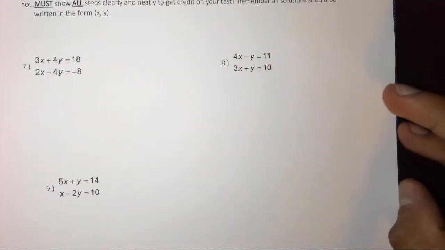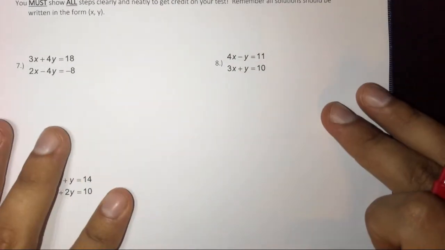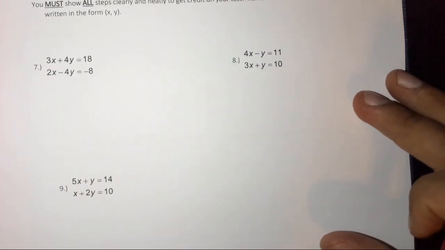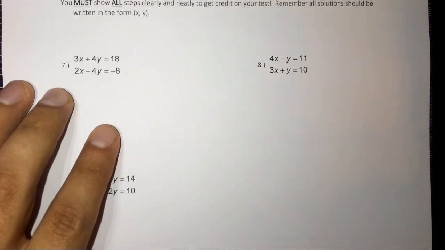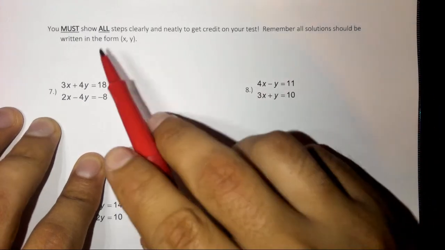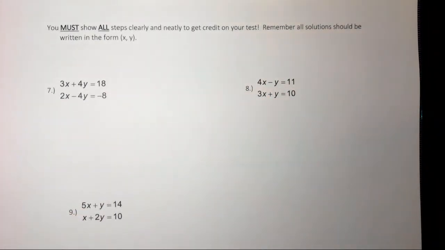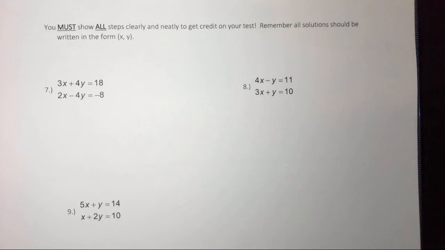Alright, we can work out the other ones, 7 and 8. Number 7, and really these have all the exact same directions. It says you must show all work and all steps clearly and neatly in order to get credit on your test. Remember, all solutions should be written in the form x comma y.